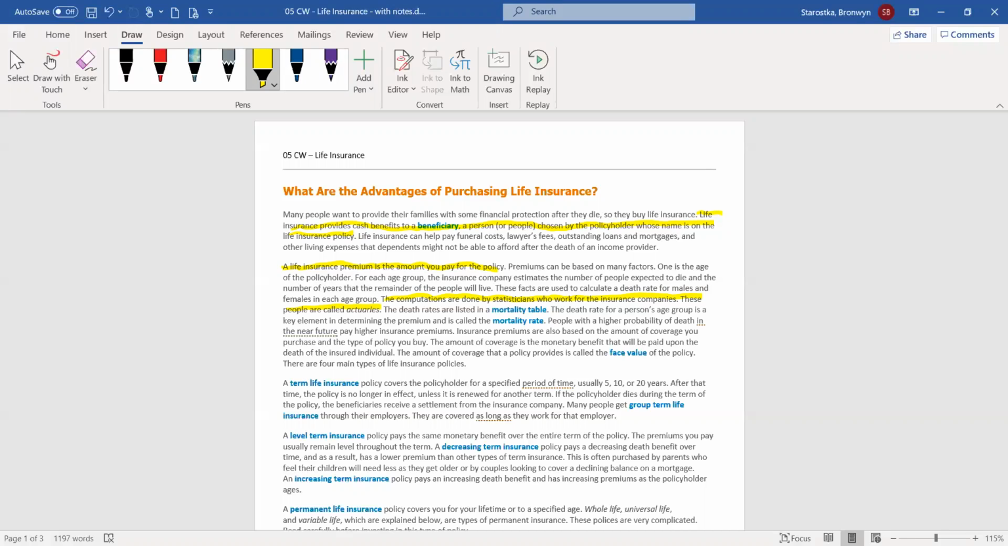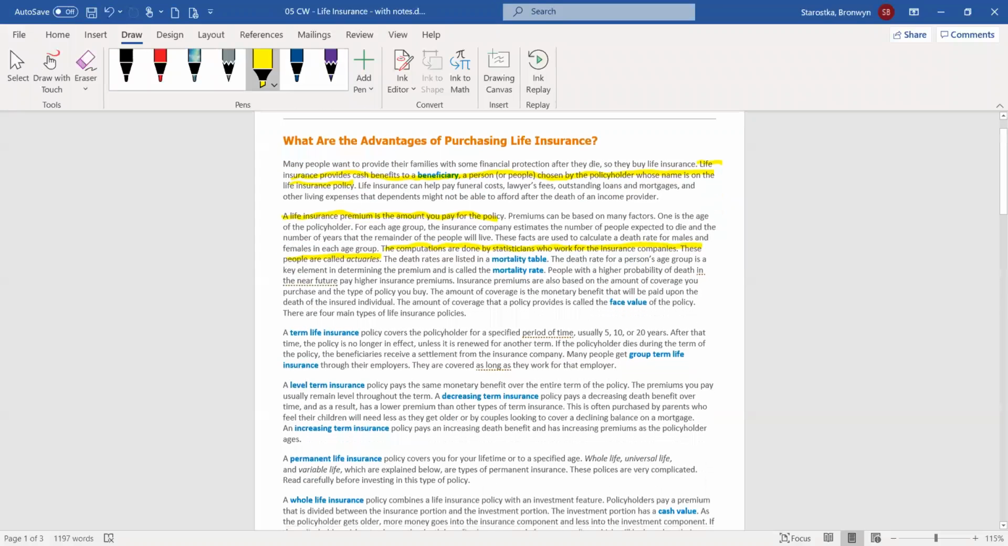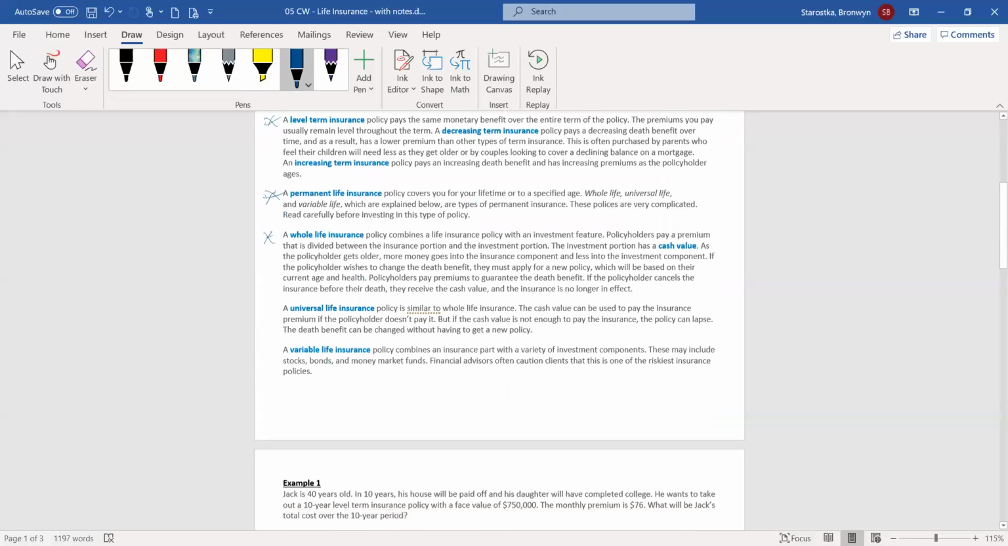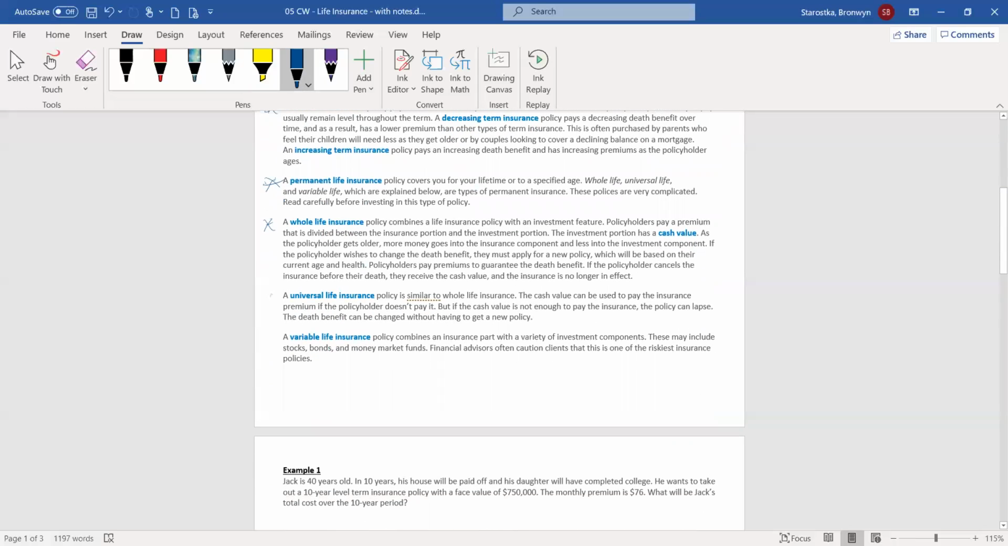Insurance premiums are also based on the amount of coverage you purchase and the type of policy you buy. And the amount of coverage that a policy provides is called the face value of the policy. There's 4 types. There's going to be the term life, a level term insurance, permanent life, and whole life insurance. There's universal life insurance and variable.